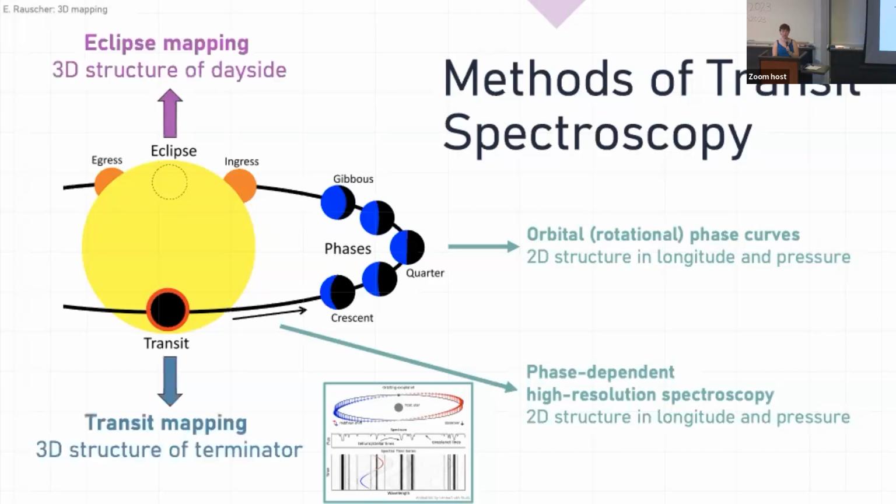But in this talk, I want 3 dimensions. And so I'm going to talk about how we get that from the special times of transit and eclipse. And I'll describe how those particular times let us actually get information in all 3 dimensions of a planet's atmosphere.